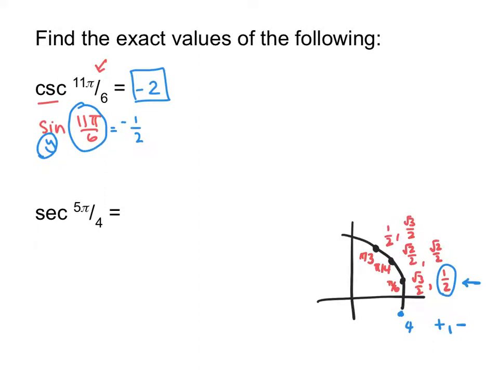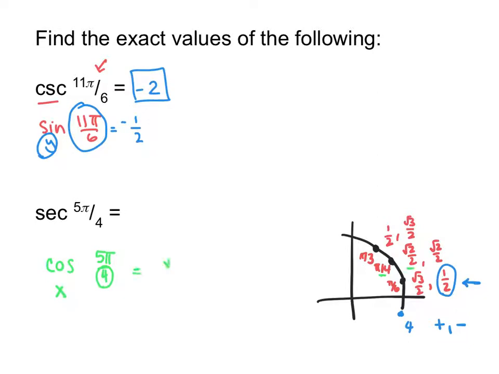Let's look at the next one. The next one says secant. So instead of secant, we're going to find cosine of 5 pi over 4. So we are going to go to the pi over 4 right here. We are going to find the x value right here.